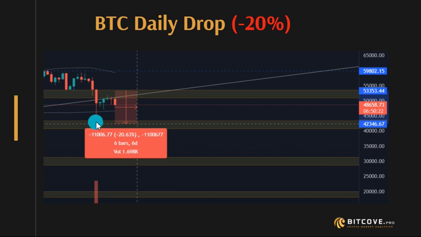And then we bounced back, going up to this $53,000 support resistance. I'm sorry, that became a resistance right now. And okay, let's go further.